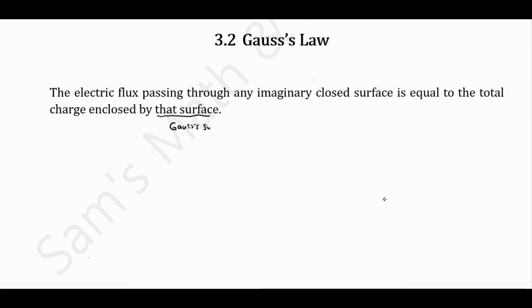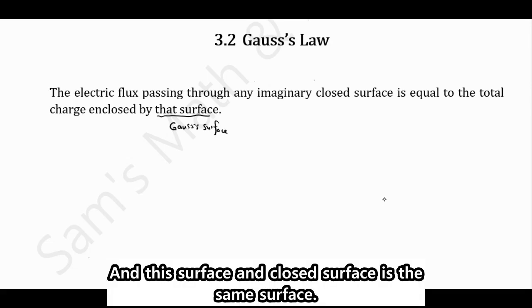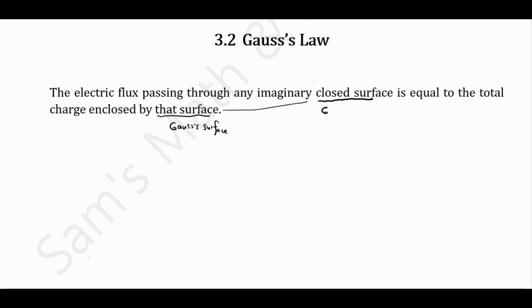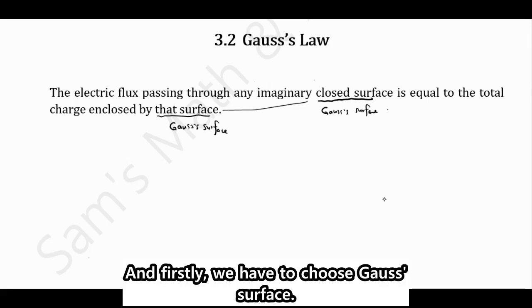Gauss's surface. This closed surface is the same surface. This is also Gauss's surface. And firstly, we have to choose Gauss's surface.